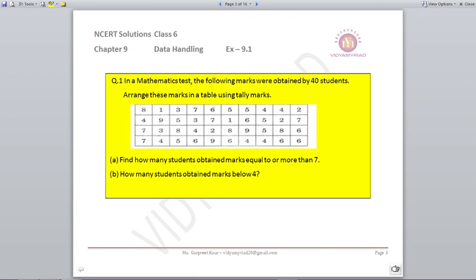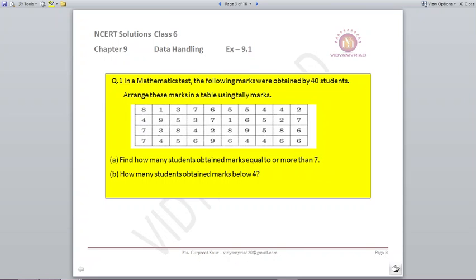Let's begin with question number 1. In a mathematics test, the following marks were obtained by 40 students. Arrange these marks in a table using telemarks. Find how many students obtained marks equal to or more than 7 and how many students obtained marks below 4.